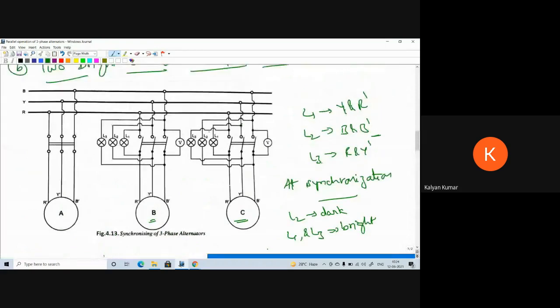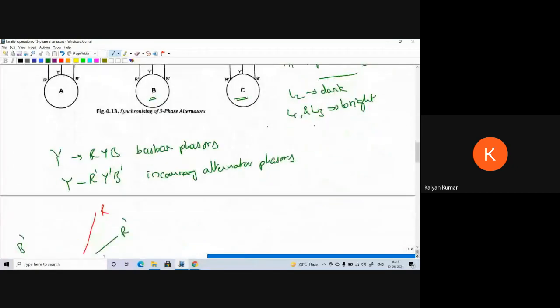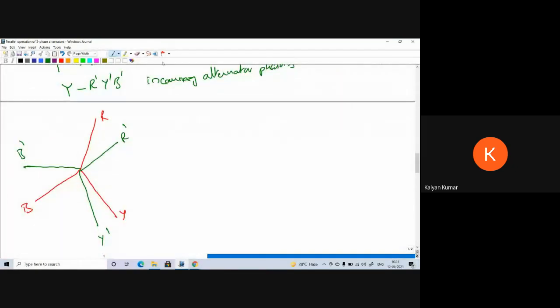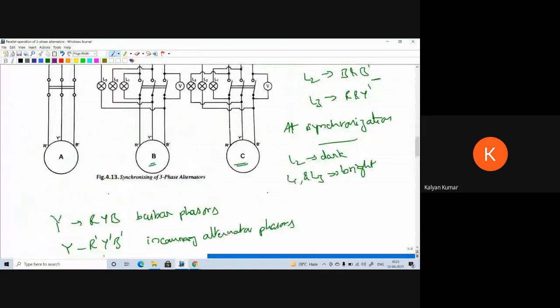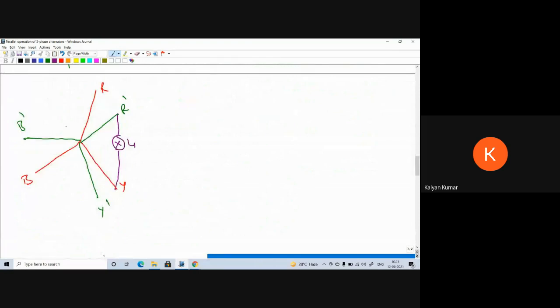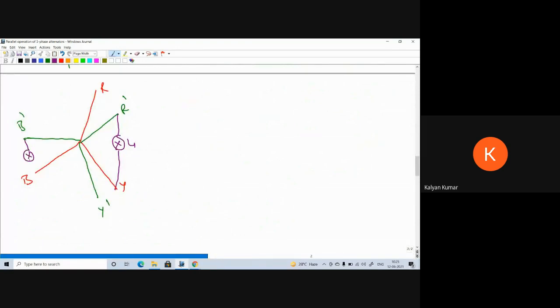Now lamp L1 is connected across Y and R dash. So I am taking L1 lamp here, R dash to Y. So the voltage across lamp L1 is V R dash Y. Next, L2 lamp is connected between B and B dash. So here we are going to have L2 lamp. Next, across R and Y dash we will have L3 lamp.